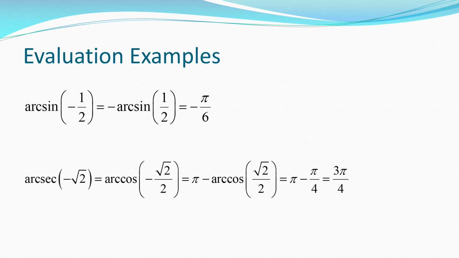If I want to know the arc secant of negative square root of 2, I would remember that the arc secant of x is equal to the arc cosine of 1 over x. So the arc secant of negative square root of 2 is the arc cosine of the reciprocal of the square root of 2, which is negative square root of 2 over 2. So now all I need to know is what is the arc cosine of negative square root of 2 over 2. Well, I know that that's equal to pi minus the arc cosine of just square root of 2 over 2. But I've memorized the arc cosine of square root of 2 over 2. That's pi over 4. So the answer then is pi minus pi over 4. That's 3 pi over 4.